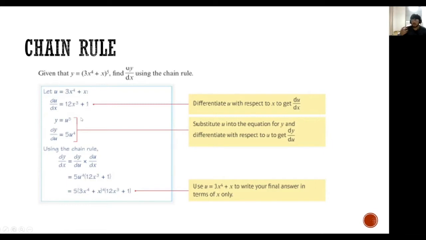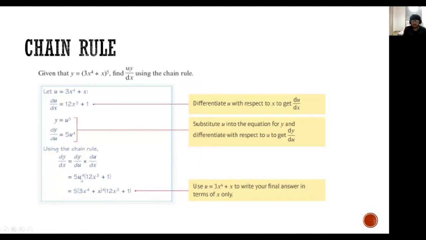Now we have to apply the chain rule on these expressions. So in order to get the differentiated expression, to get dy by dx of this entire equation, what we do is dy by du, which we found right here, into du by dx, which we found right here. So what we end up with is 5u raised to the power of 4, because that is the value for dy upon du, and we multiply that by 12x cubed plus 1, which is what we found here, right?